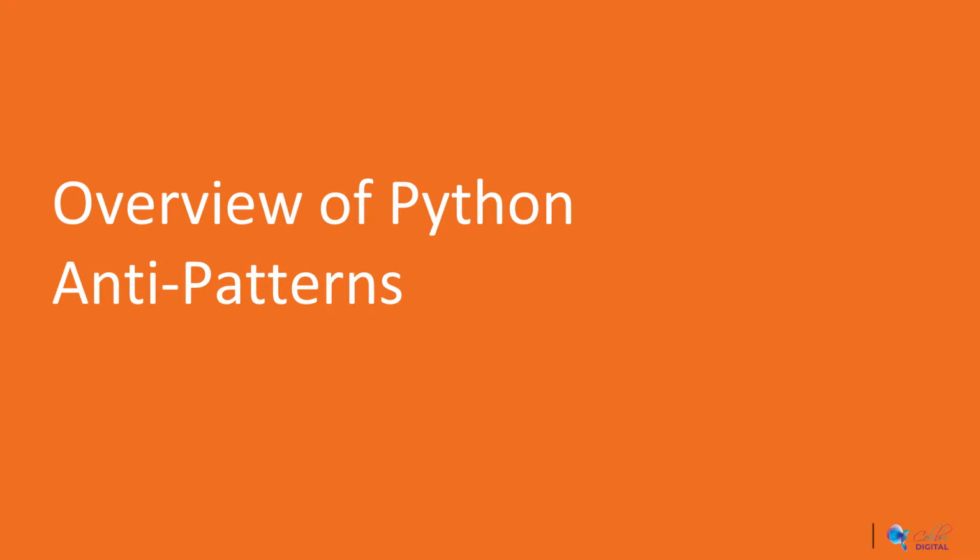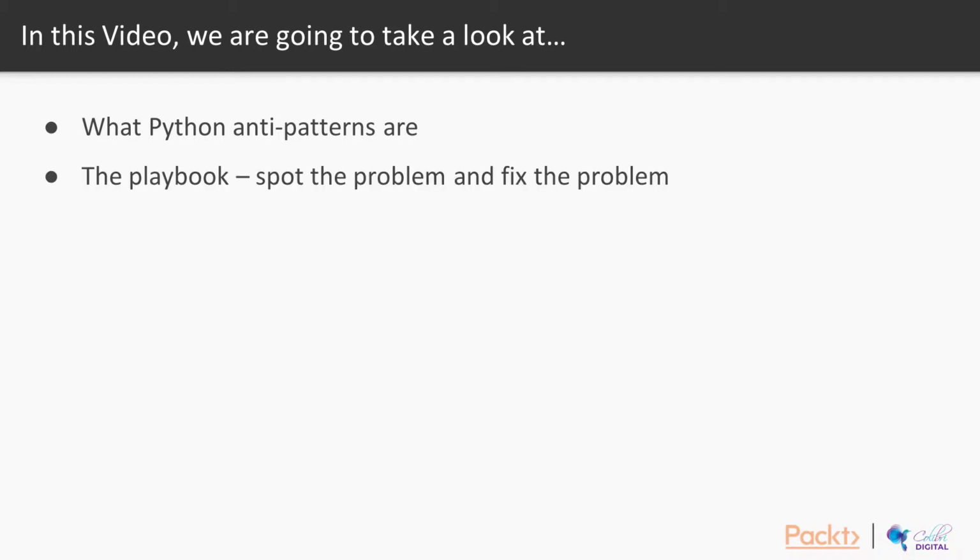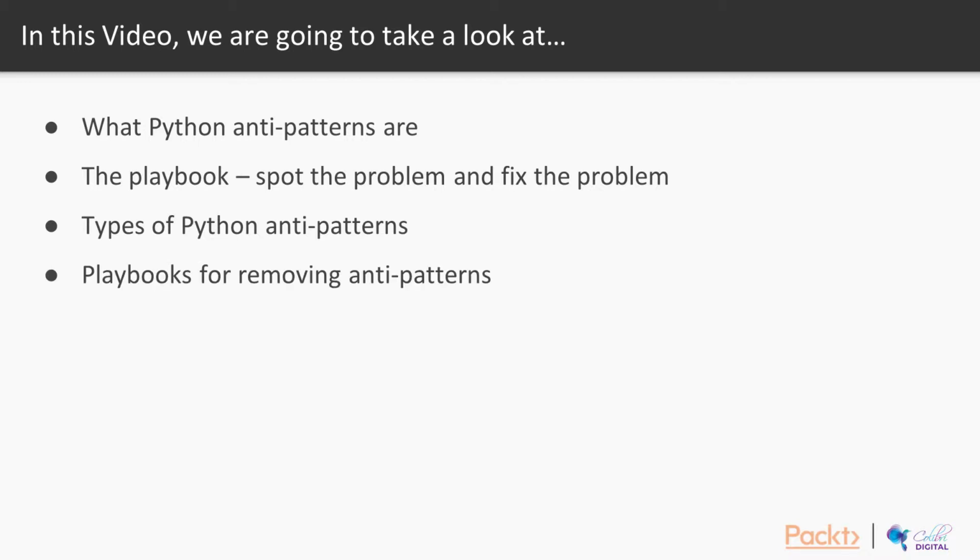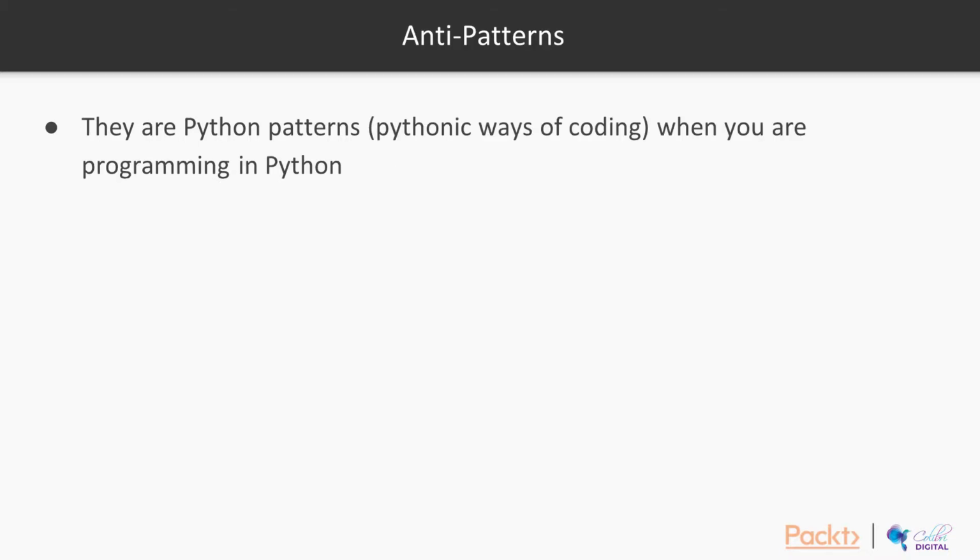Overview of Python antipatterns. In this video, we're going to do this overview using four steps. Number one, we're going to introduce the idea of Python antipatterns. Number two, we're going to talk about our playbook, which is spotting the problem and then fixing the problem. Number three, I'm going to quickly bring you through the types of Python antipatterns out there, and then also talk about some playbooks for removing antipatterns. So let's dive right into it.